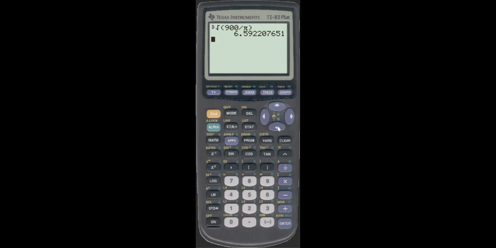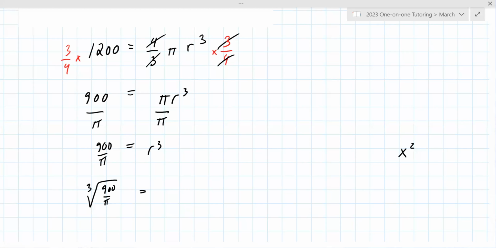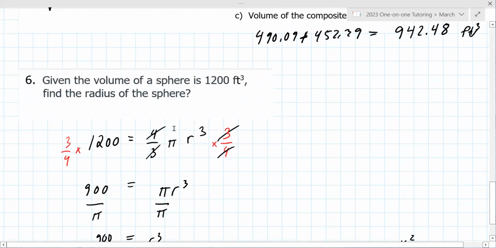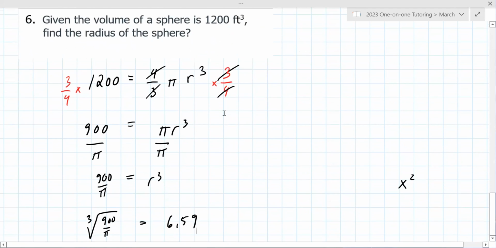Okay, yeah, that's the exact answer I got. Great. So it's under math. Just got to know where to go. Let me get back to the other screen here. You got it down. Then the 6.59. And if you need units, the units of radius are in feet because it's feet cubed is the volume.